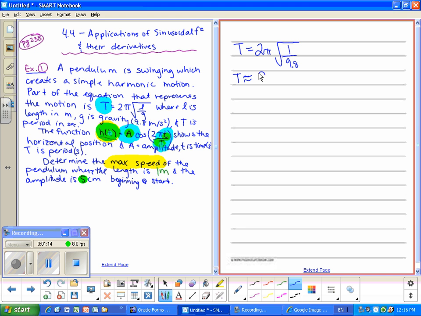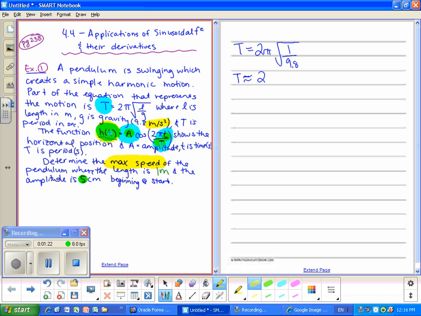You get approximately 2. Now I want to draw your attention to something, and I'll highlight in yellow: our units here are meters per second. So whatever we're going to sub in for L has to be in meters. So we're okay here. Our 1 meter, we were in meters. Good to go. Sub everything back into our h of t.